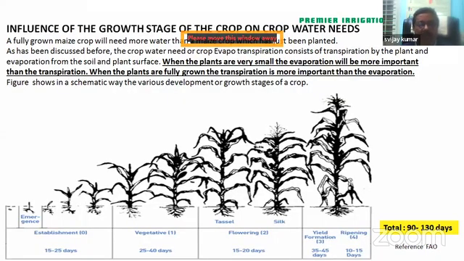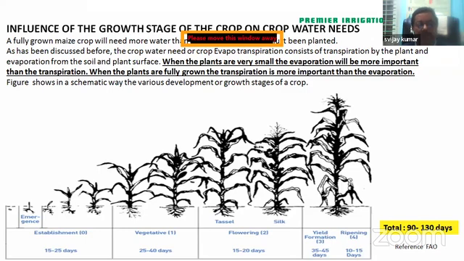Now I have taken the example of maize. A fully grown maize plant, definitely, as you understand, will require much more water than a maize crop which has just been planted. So here what happens, one very important point you need to understand, when the plants are young, evaporation will be more and transpiration will be less. And when the plants start growing, transpiration will overtake that of evaporation. This is the point that you have to understand from this particular slide.